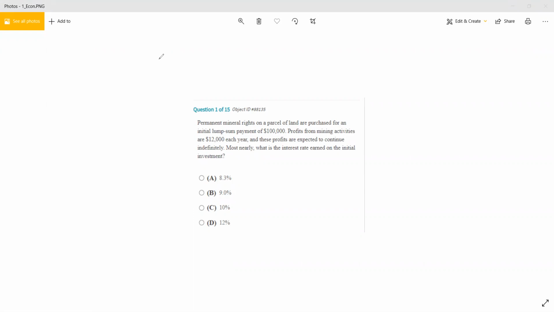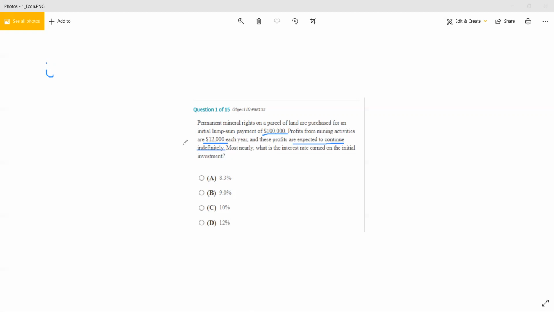Permanent mineral rights on a parcel of land are purchased for an initial lump sum payment of $100,000. Profits from the mining activities are $12,000 each year, and these profits are expected to continue indefinitely. Most nearly, what is the interest rate earned on the initial investment? So we're being asked for an interest rate, right? Being asked for i. Let's pick out some words from this problem. We have initial cost. We have annual cost, no, that's profit. It's an annual gain. And we have, they are expected to continue indefinitely. So what we have is an infinite series of this. So we want to know the interest rate earned on the initial investment.